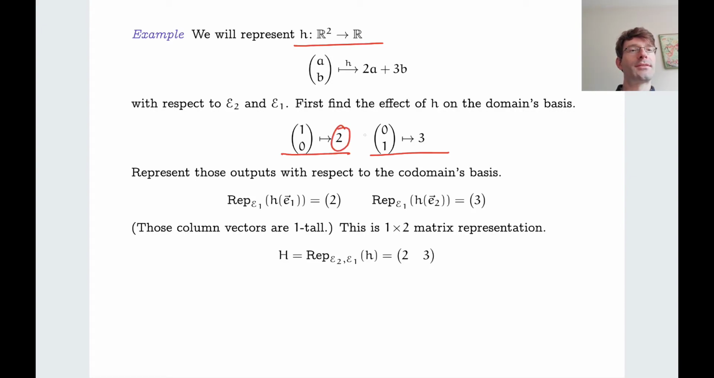Now we represent 2 and 3 with respect to the standard basis E1. And we get the 1-tall vector 2 and the 1-tall vector 3. And by putting these numbers in a matrix, we get this 1 by 2 matrix representation of H with respect to the standard bases.